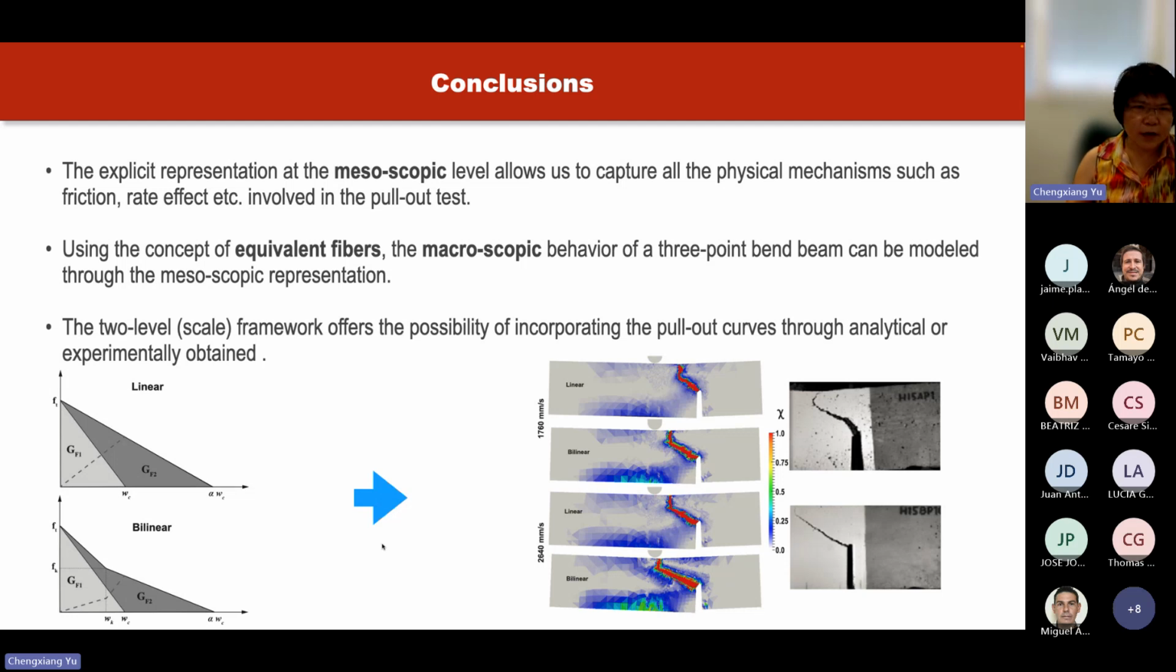Then, using the concept of equivalent fibers, the macroscopic behavior of the three-point bending beam can be modeled through the mesoscopic representation. So this two-level or two-scale framework offers the possibility of incorporating analytically or experimentally obtained pull-out curves.